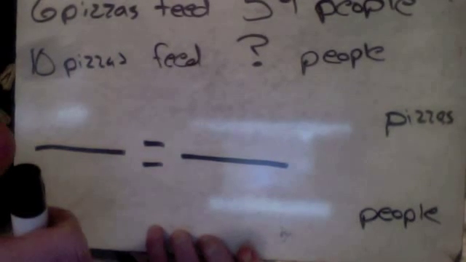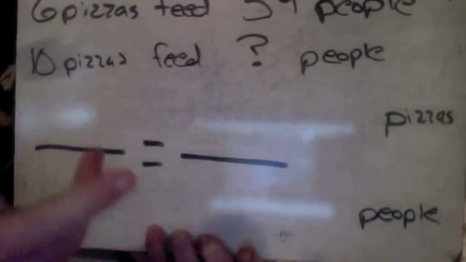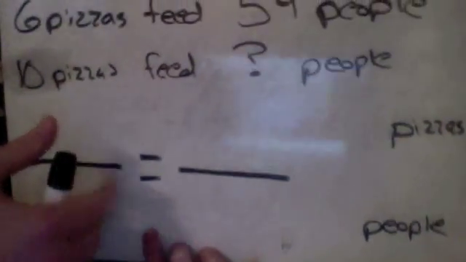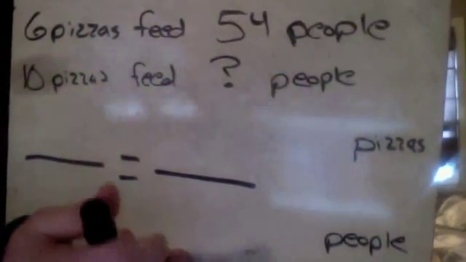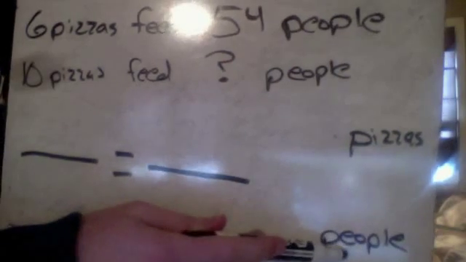We've done that before. We could just use ratio operations. We've done that before, but we're going to use a proportion here like we did in the last problem. Okay, so first we need to set it up correctly. I just wrote over here that we're going to list pizzas on the top and the people on the bottom.